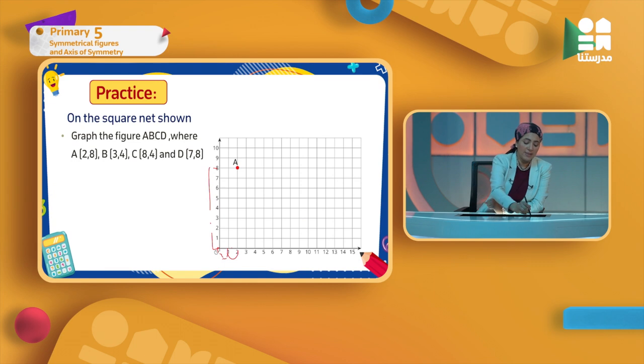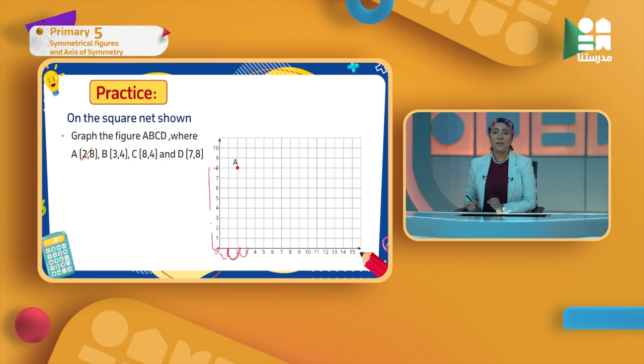The second point is 3 and 4. I will move on the x axis 3 units. So 1, 2 and 3. And on the y axis I will go up only 4 units. So here I will have my second point, which is point B, and I will write its name, point B.